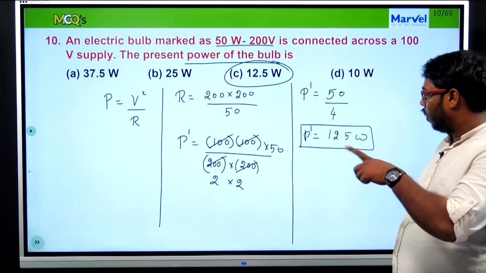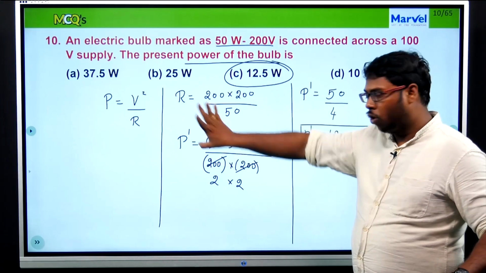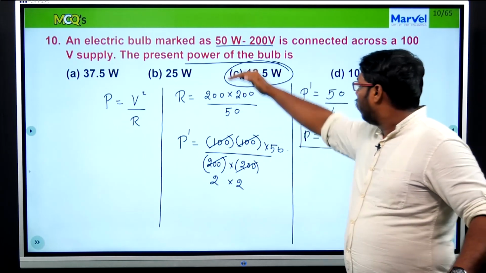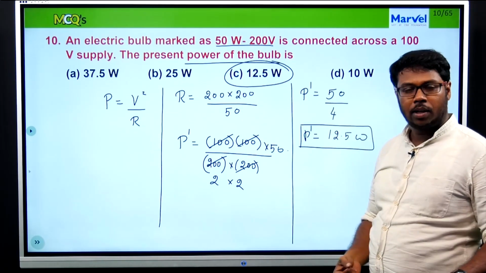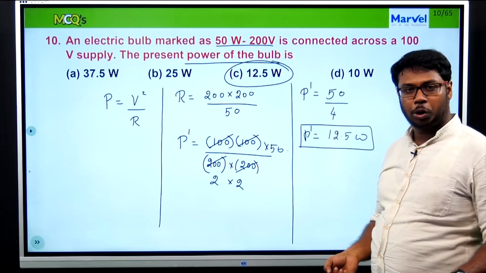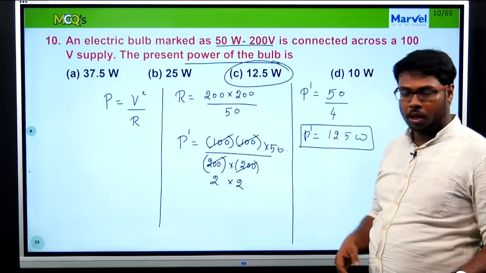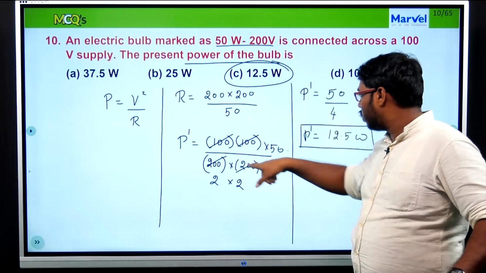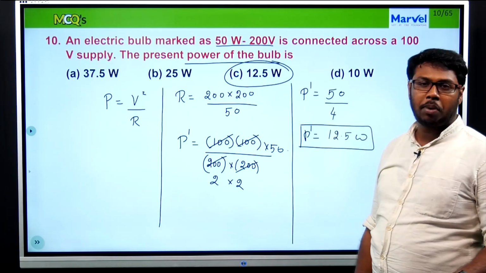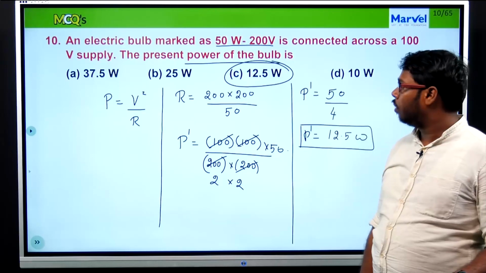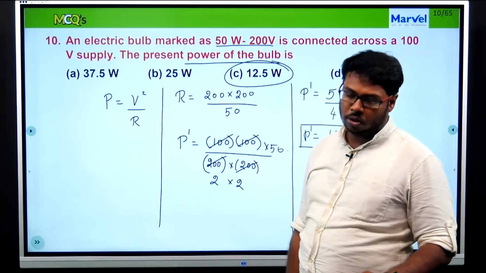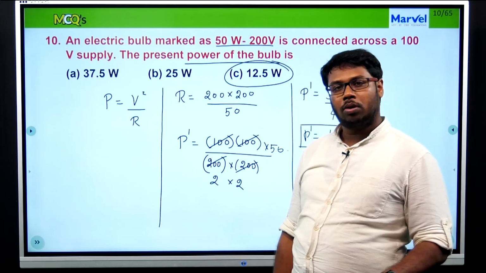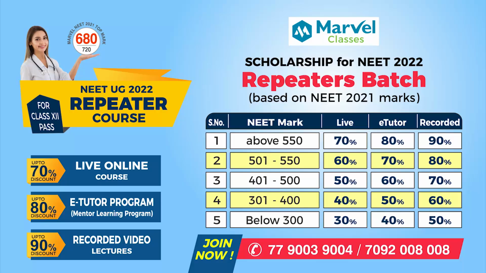See, again same thing, write the formula first. For the given data, I found the resistance and I realized that the resistance of the bulb is not going to change because of the connected voltage, and I will use the same resistance into this and I will find my new power. So this is a very important and an easy question to deal with. So now we move to the next one.